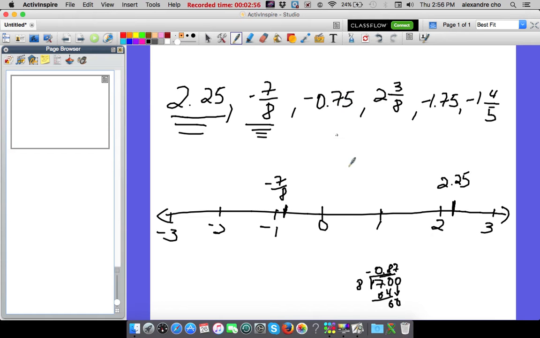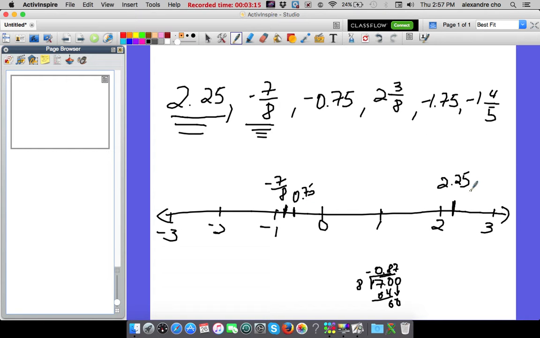Okay. Negative 0.75, you know what this is. Now that we did this, you know that negative 7 over 8 is negative 0.87, and then we have negative 0.75. It's before that, so it's about here. Okay.